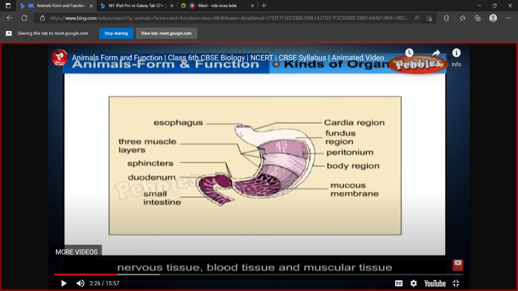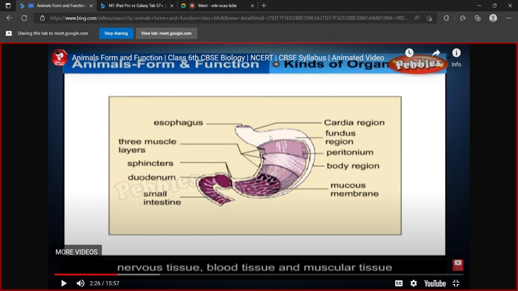Okay, see, this is the esophagus. Now the stomach is further divided into various parts. The first region, where the esophagus ends and the stomach starts, is known as the cardiac region, or the cardia region.